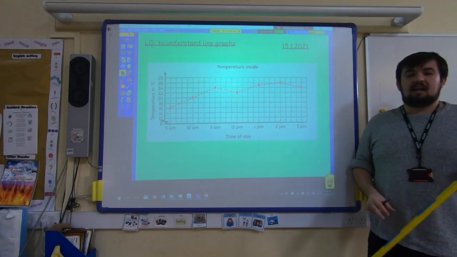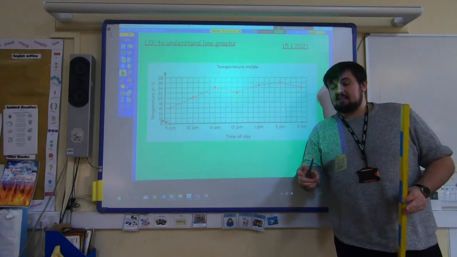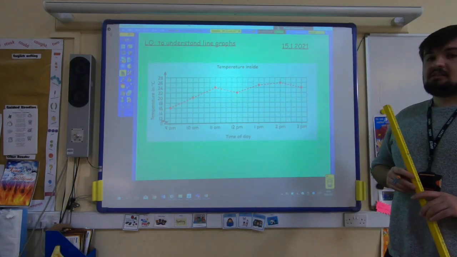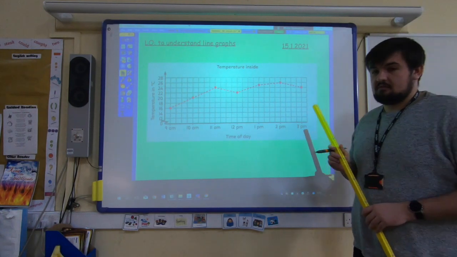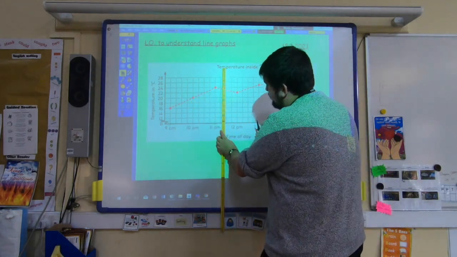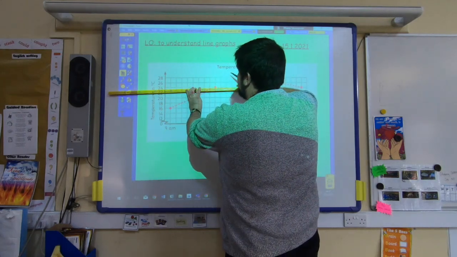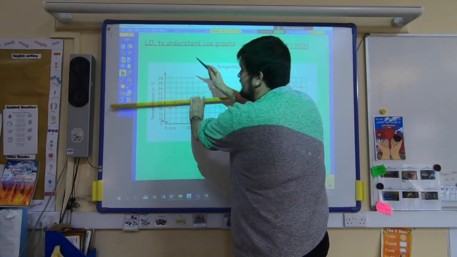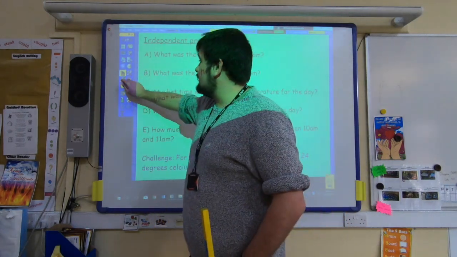Haven't got many people putting hands up at the moment, so people obviously aren't focusing. Daisy. So the temperature at 11 a.m., if you look, it's on the line, 24. Good, yes, so I've got to find 11 a.m. first of all. I go up to the dot, and then I go across, and I can see the temperature is 24 degrees Celsius.